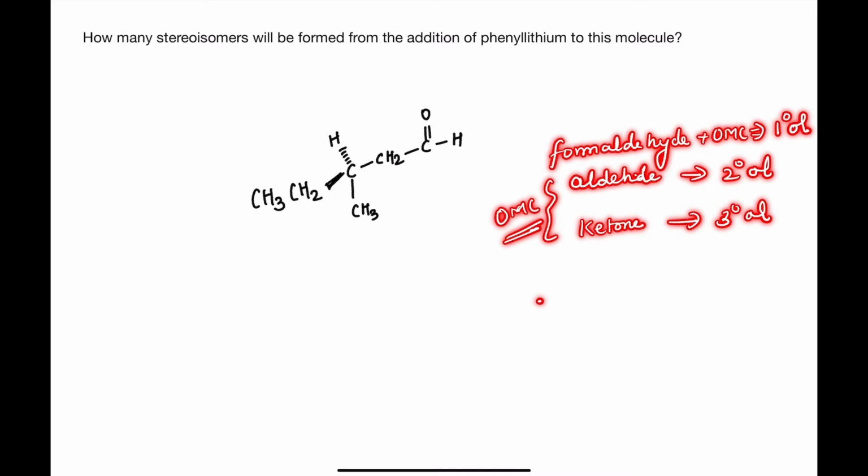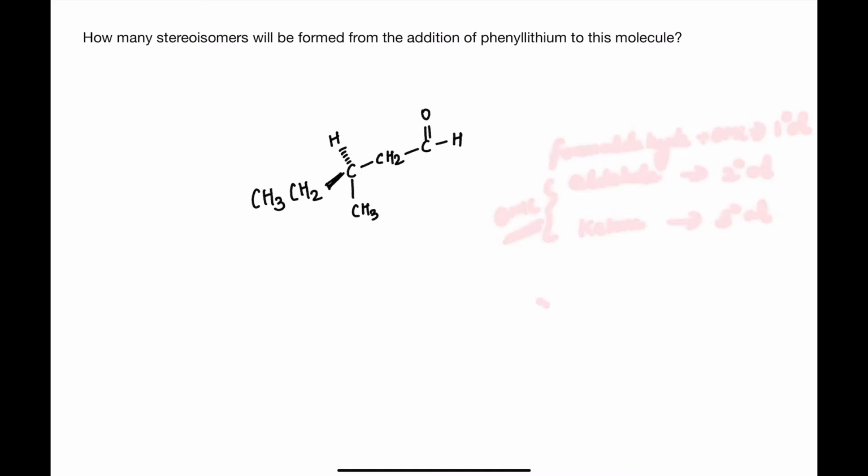Okay, now let's read the question again. How many stereoisomers will be formed from the addition of phenyl to this molecule? Now let's first identify the number of chiral centers that this molecule already has. So obviously you can see that this carbon right here is a chiral center. So this is already going to result in two stereoisomers. But we wanted to find out, with the addition of phenyl, will there be any stereoisomers formed?